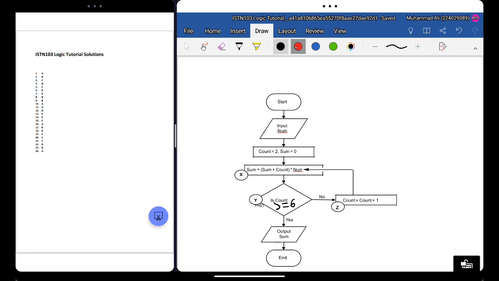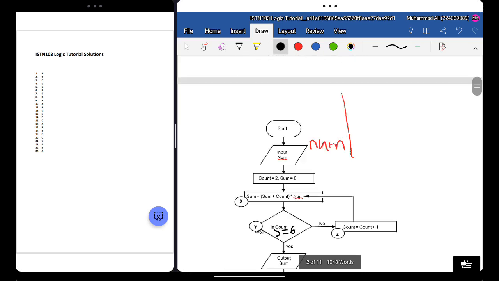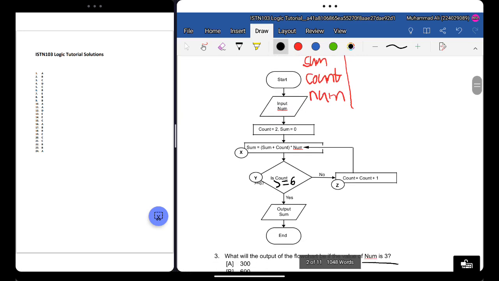So we got sum. I'm just going to do it in a different color. Sum. Then we got count. And then we got num, right? So first step, get the variables. Now we're going to do our rows. So input num. We're going to start with the num of 3. So already I can put num as 3.